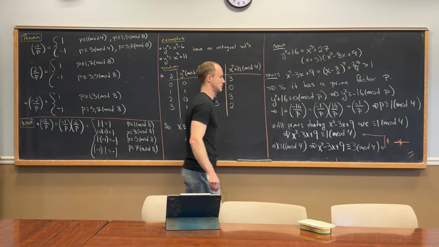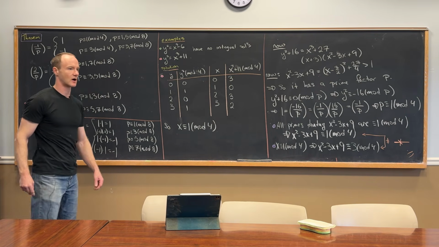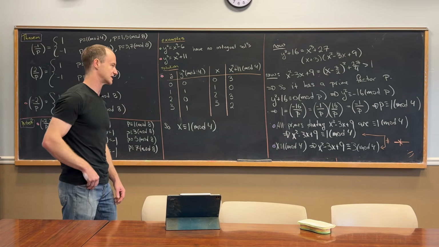Which means that there are no solutions. Because if there are solutions, then you have a number that's simultaneously 1 and 3 mod 4.